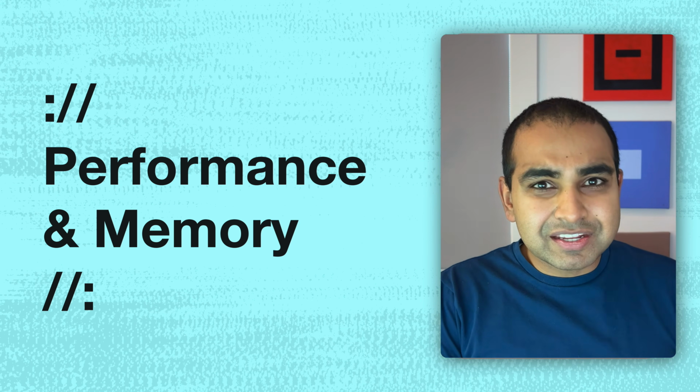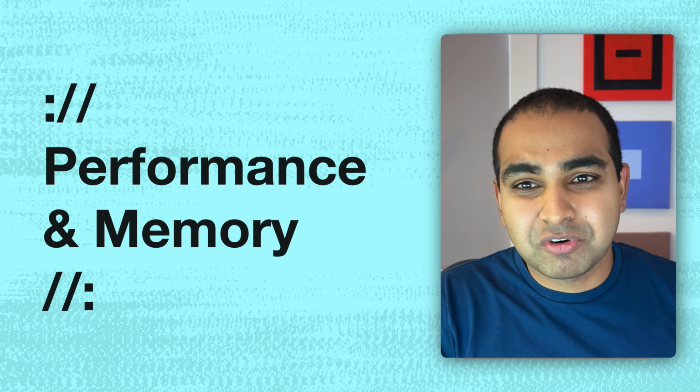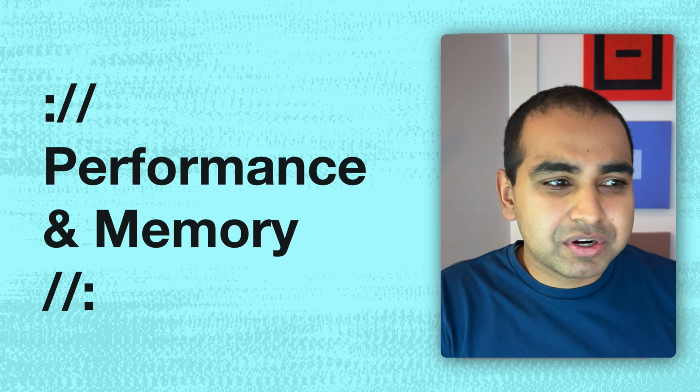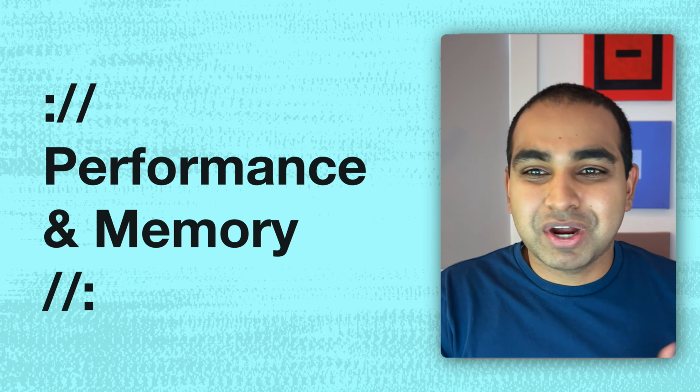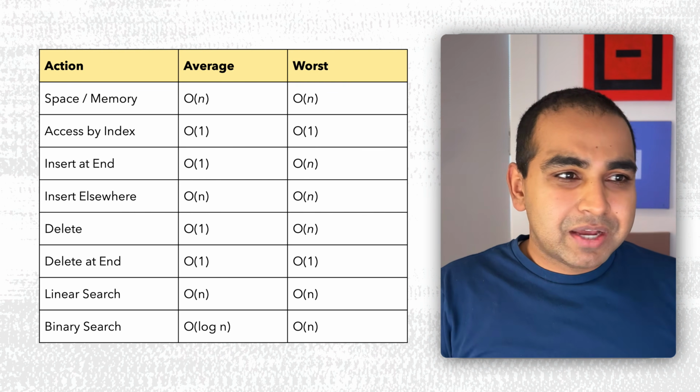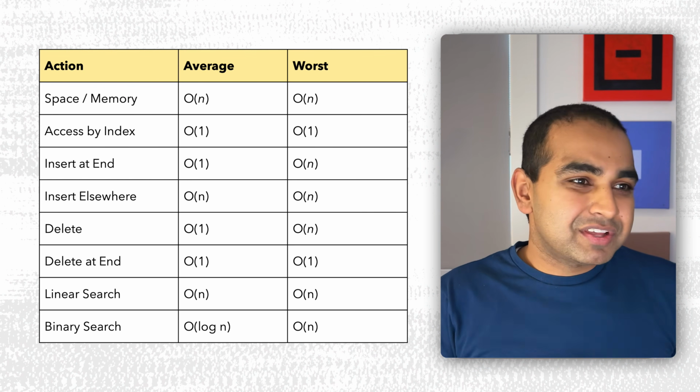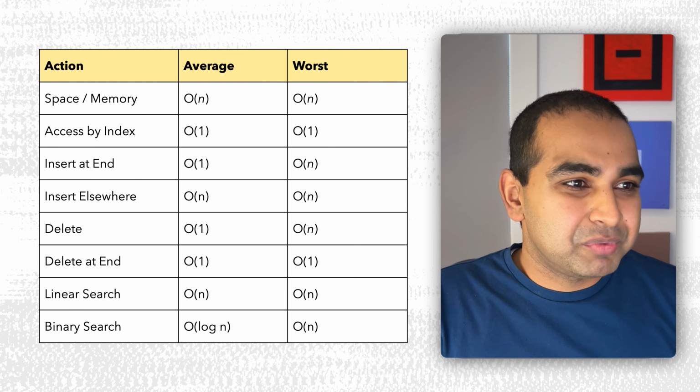So now that we've seen the basic operations we'll perform with an array and at a very high level how it works, let's talk about performance and memory, which is a very important part about how arrays typically work. Now let's talk about the average case and the worst case for common actions we'll be doing with our array.